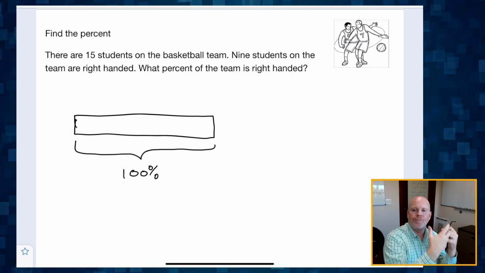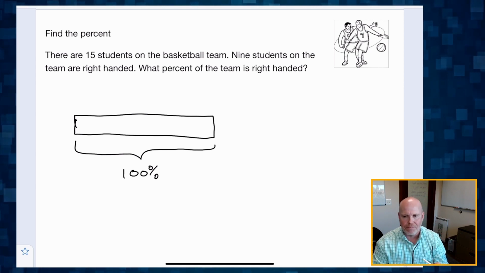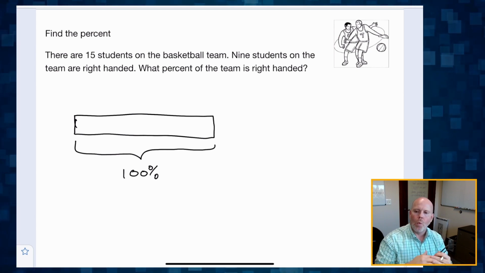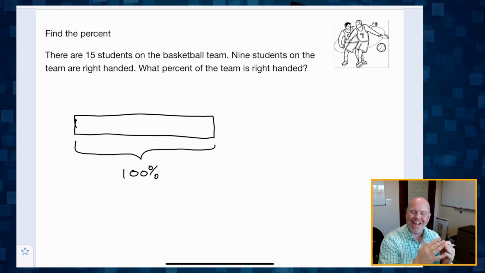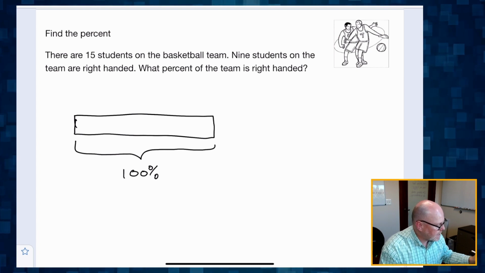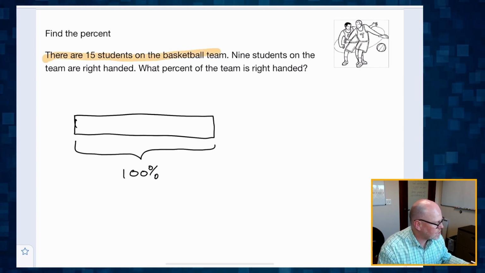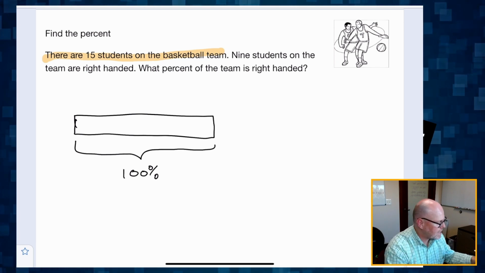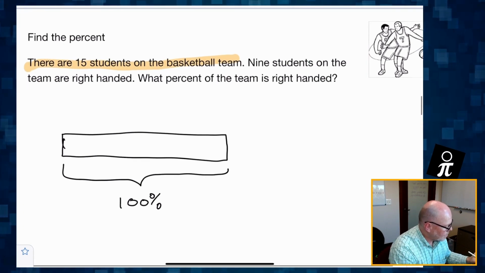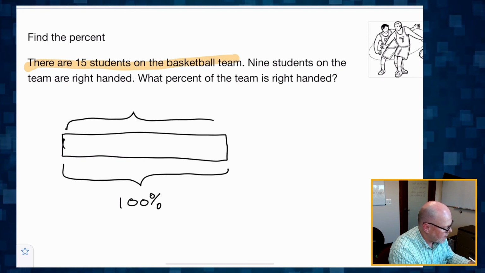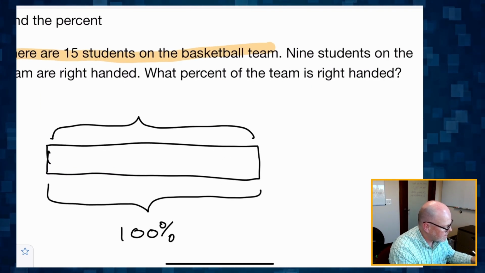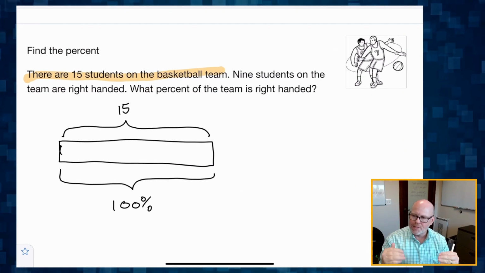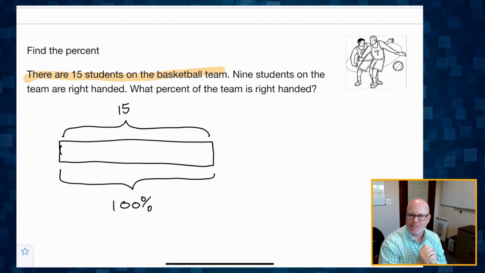So it says there are 15 students on the basketball team. 9 students on the team are right-handed. What percent of the team is right-handed? So that idea of that 15 students represents the entire basketball team. So I'm going to represent that right here. Those 15 players represent the entire basketball team.